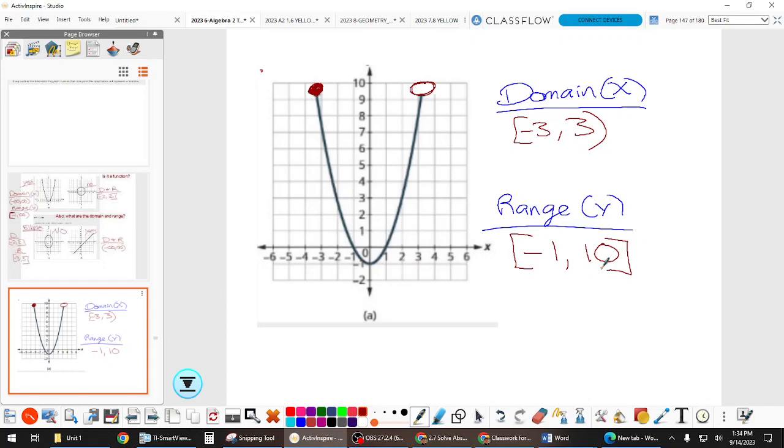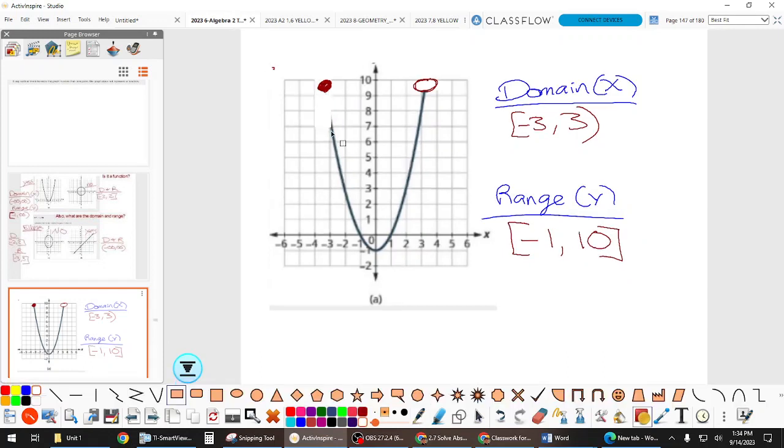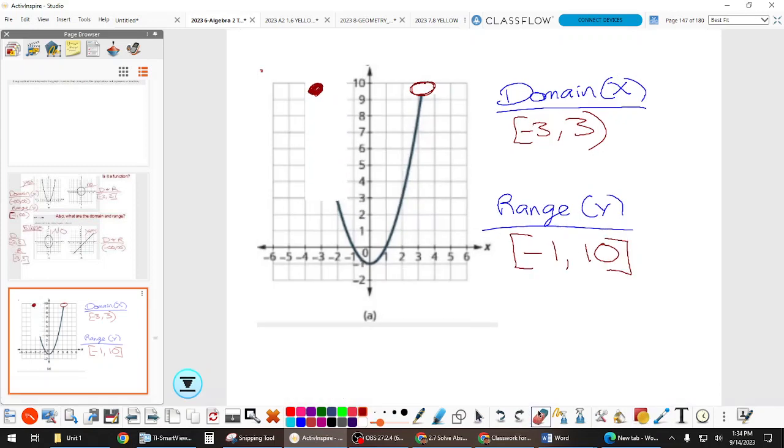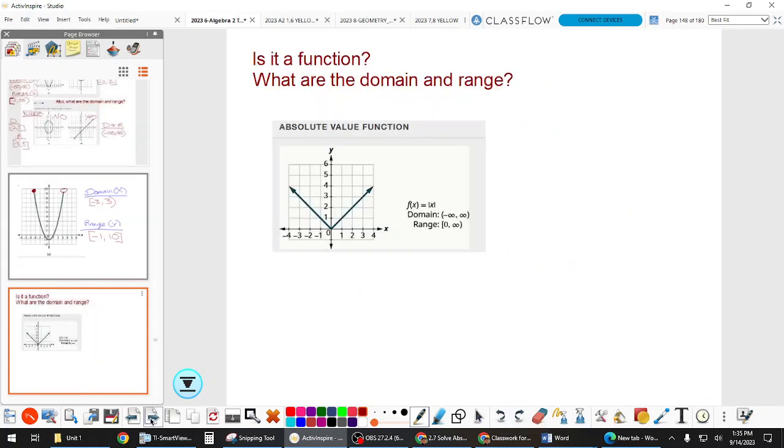Yeah, good question. So he said, what if this was like that? Where do the y values stop? 9. They still go up to 9, right? Well, we would put an open circle or parenthesis on 10, that's what we would do there. But they still go up higher than this point. Yeah, good job for asking. All right, next.